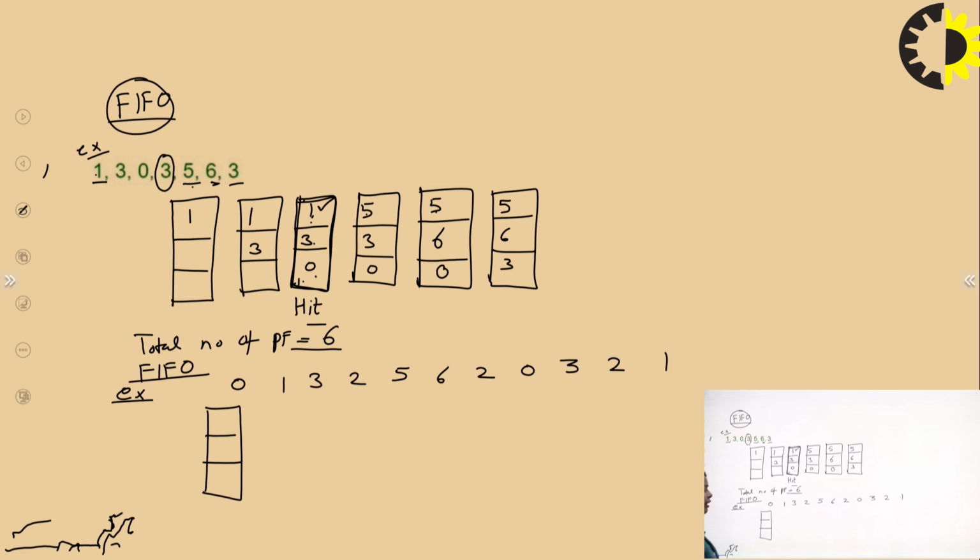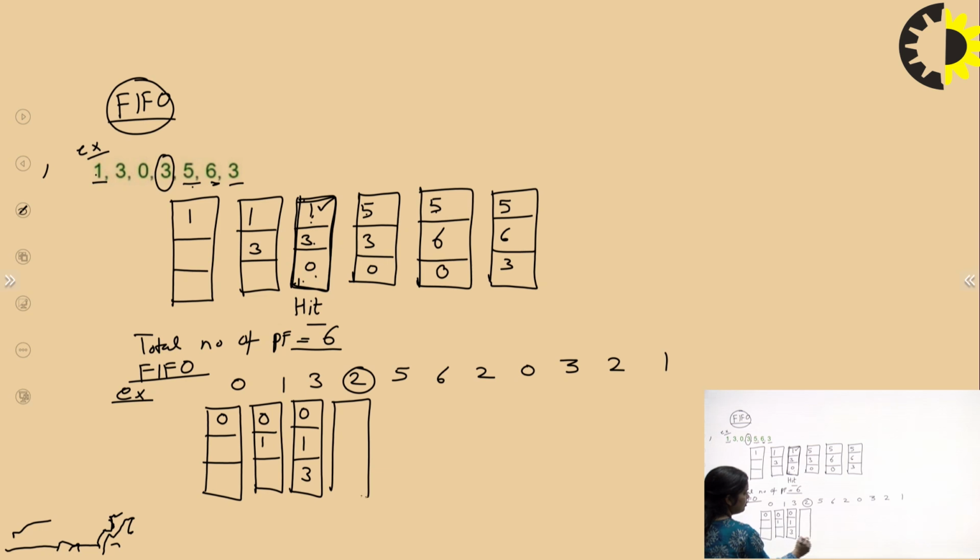Fine. Now, the first 0, you have to write it here. Next, 0 and 1 will be here. There are vacant places, so you can write directly 0, 1 and 3. Fine. Now, the 2 comes. 2 is here, and when the 2 is written over here, 0 is replaced because it came first. You can see the tricky part of first in, first out is this.